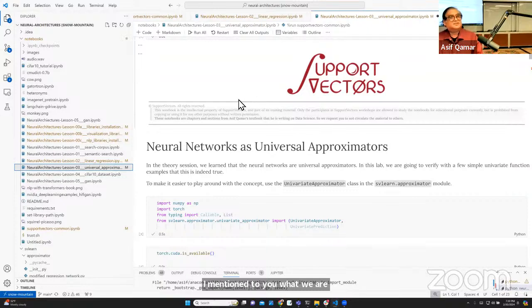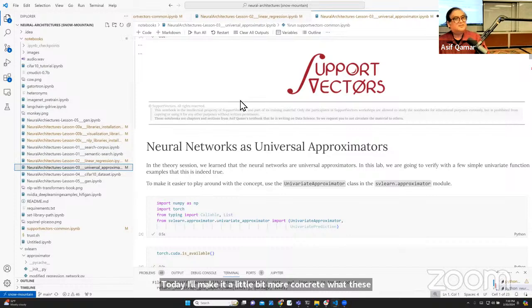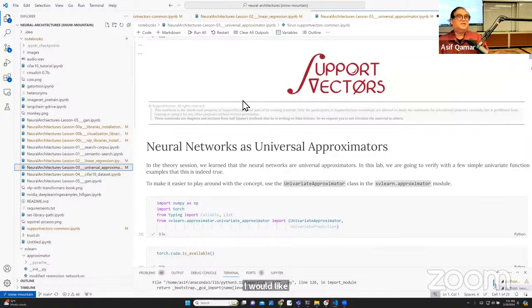I said that the neural networks are made up of linear transformations and deformations, alternating with each other. Today, I'll make it a little bit more concrete what these things mean, right? And we talked about gradient descent. I would like to, at some point today, show you gradient descent in action. These are very elemental stuff, but it is worth seeing this in action.